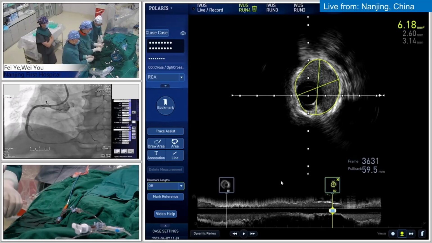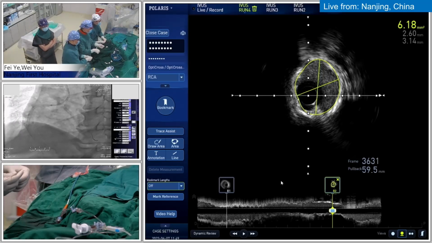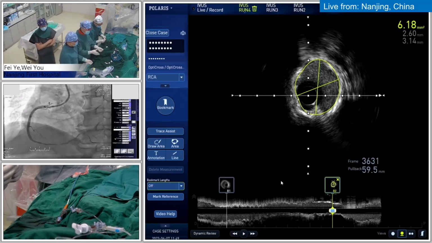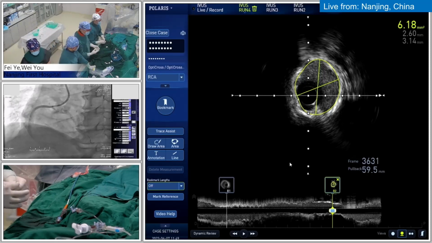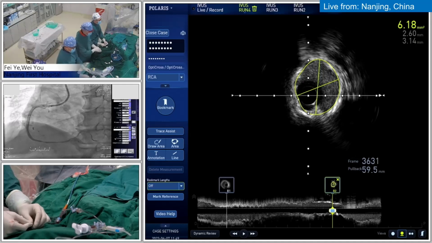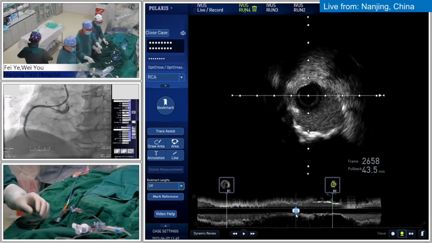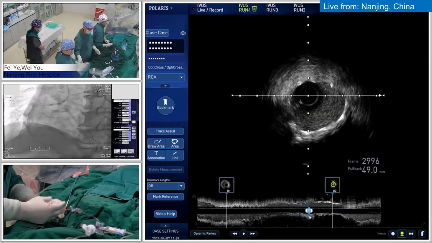Okay, give me 3.0. Oh no, 4 please. 4.0. Could you tell me the proximal part of the stent? I think 3.5. Okay, 3.5. Yes, 3.5.